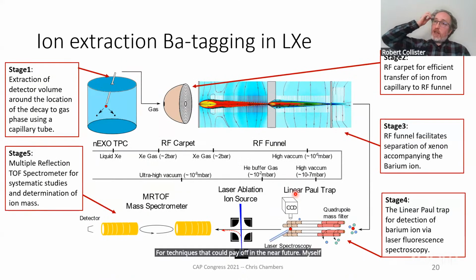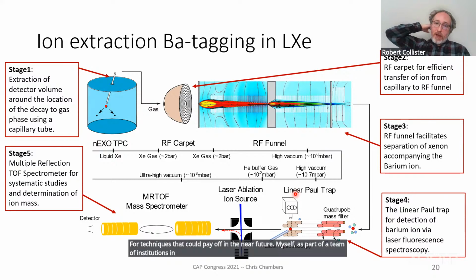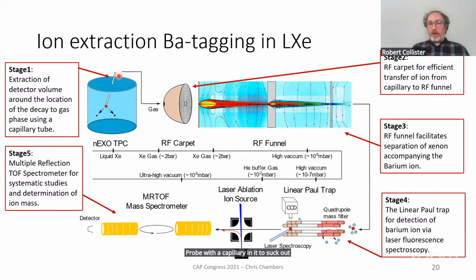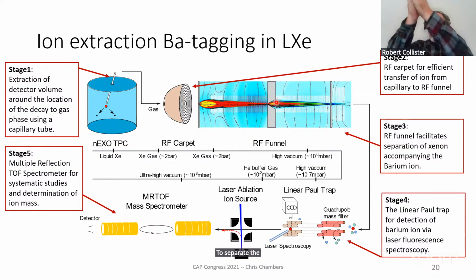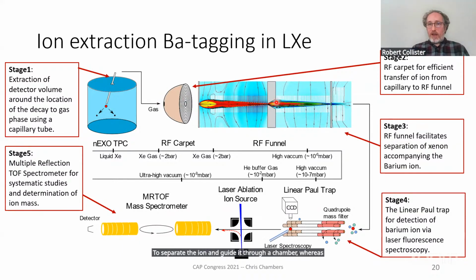Myself, as part of a team of institutions in Canada, we're looking at a scheme to extract the ion, separate it from the xenon. Sorry, I'll use my mouse to show you here. So here's where you have your decay happening inside the TPC. You identify the location. You come in with a probe with a capillary in it to suck out the ion and some liquid xenon, undergo a phase transition as it's transiting through that capillary by heating it, so that you eject the ion and some xenon gas into another chamber where you've got an RF carpet and RF funnel to separate the ion and guide it through a chamber, whereas the neutral xenon gets pumped away.